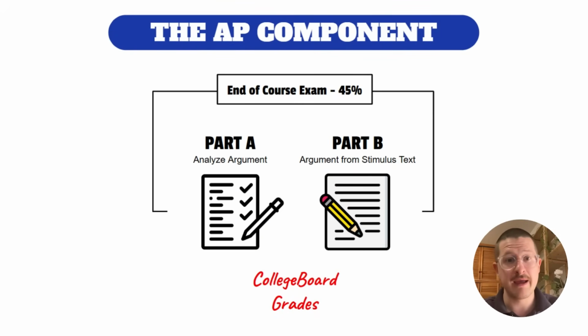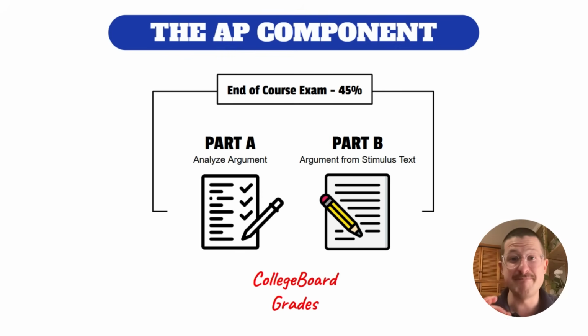We've got part A, part B. Before you freak out, let me try to just summarize each of these parts as simply as possible. Part A is about analyzing an argument. What is this op-ed or this opinion piece arguing? How does the author use the evidence to support the claims that build this argument?